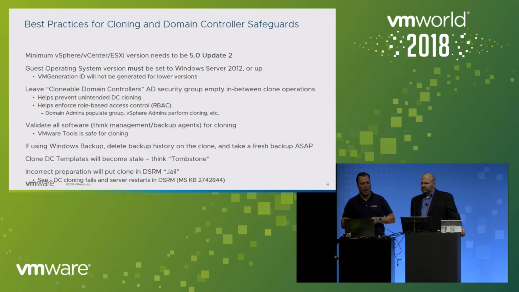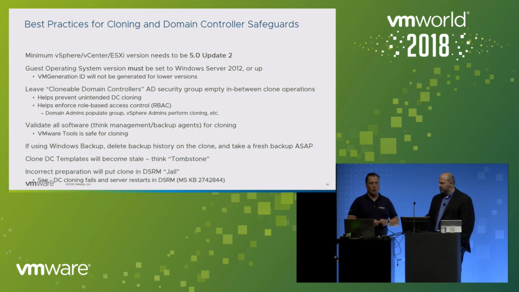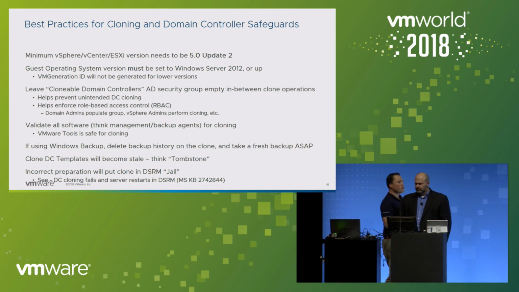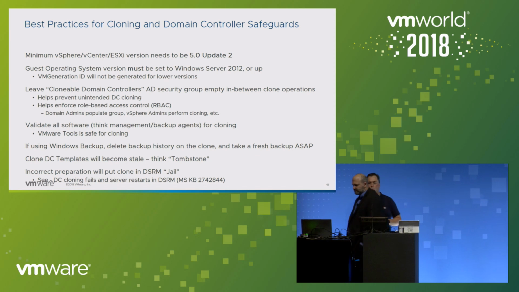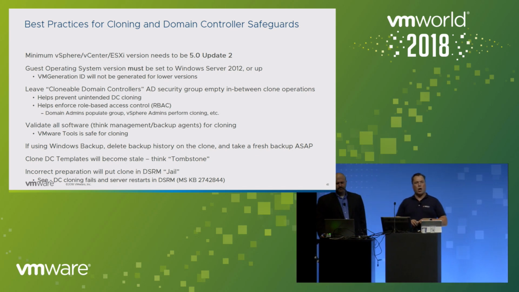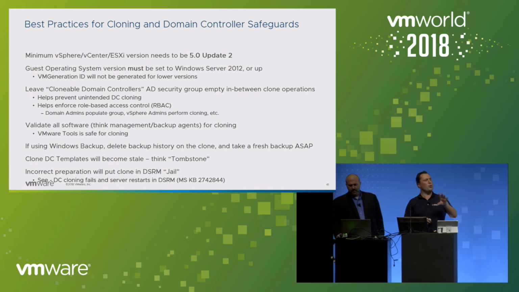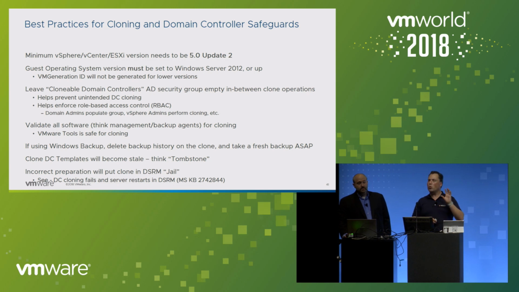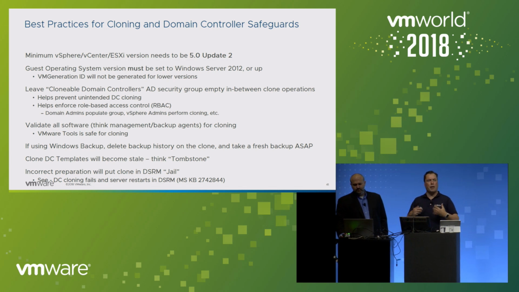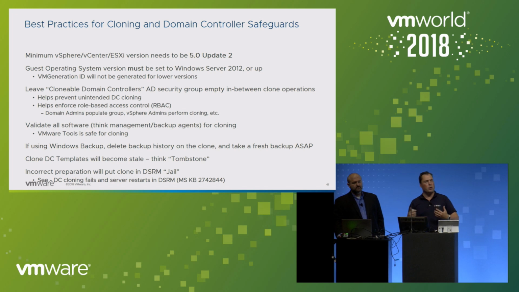Now there's a couple of best practices. So you will need vSphere 5.0 update 2 or up. The guest operating system must be set to Windows Server 2012 or up. For cloning, there's a group that you use. It's called the Cloneable Domain Controllers Group. Leave it as empty as long as possible, because as an AD admin, it's your only protection from fabric admins like vSphere admins actually cloning your domain controllers.